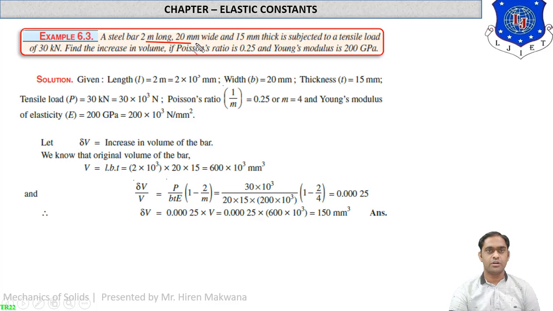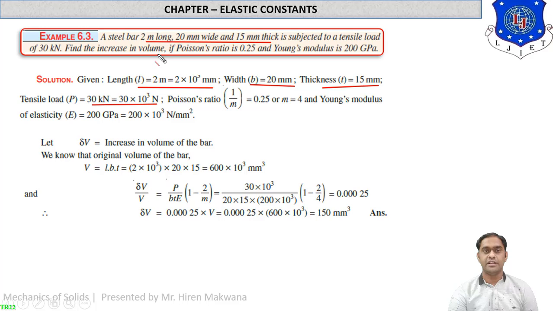Steel bar 2 meter long, 20 mm wide and 15 mm thick. So what is given in the data? L equal to 2 meter, 2 into 10 raised to 3 mm, width B 20 mm, thickness T 15 mm. Everything should be taken in mm only. Subjected to tensile load of 30 kilonewton. So P equal to 30 into 10 raised to 3 Newton.